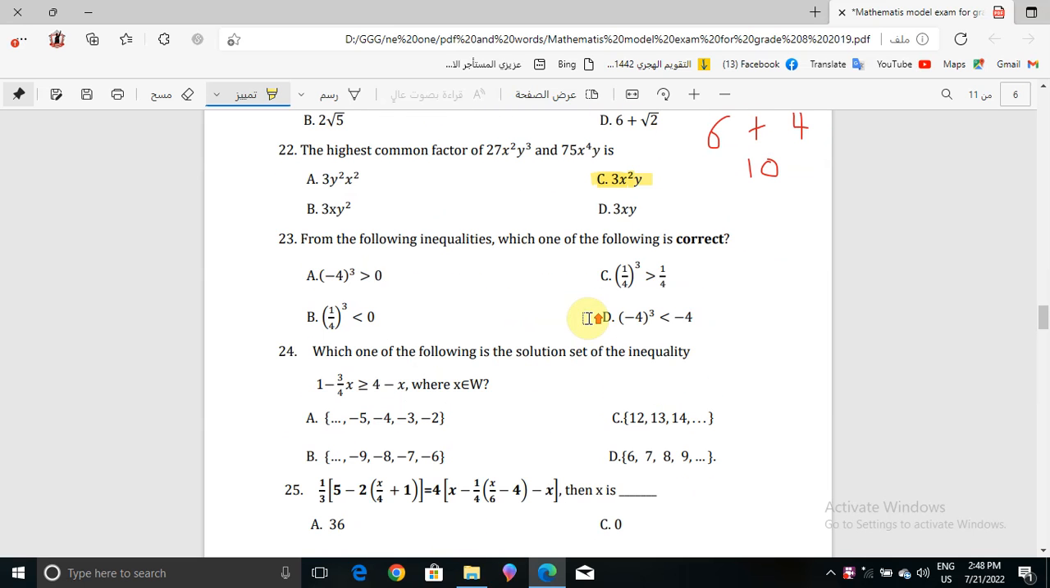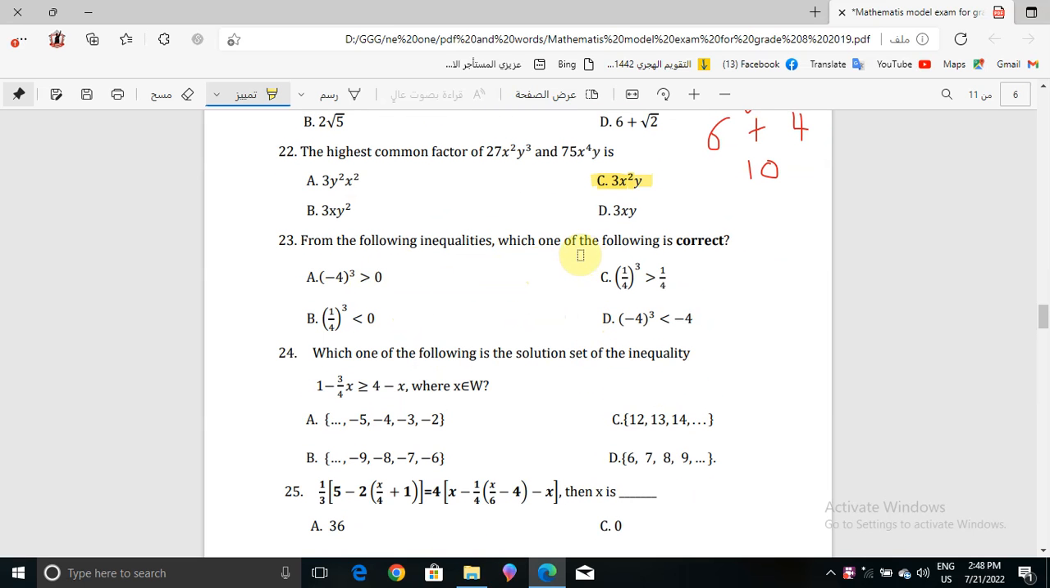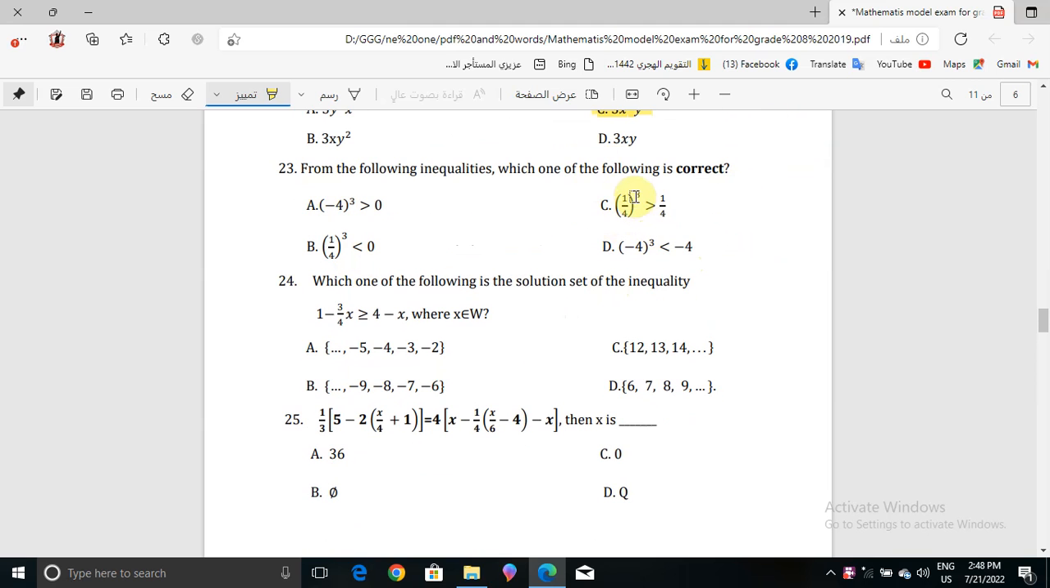Now question number 23, from the following inequalities, which one of the following is correct? Here actually there are two answers for this question, because 1 over 4 cubed is greater than 1 over 4. Yes. Why? Because 1 over 64 is greater than 1 over 4, and negative 4 cubed is less than negative 4. Yes, because negative 64 is less than negative 4. So that means there are two answers in this question.